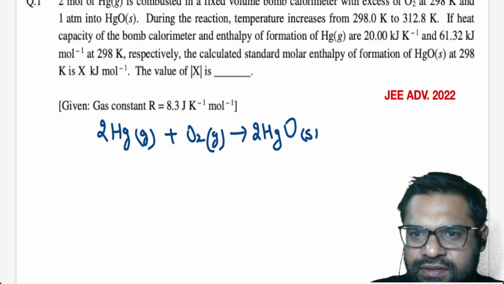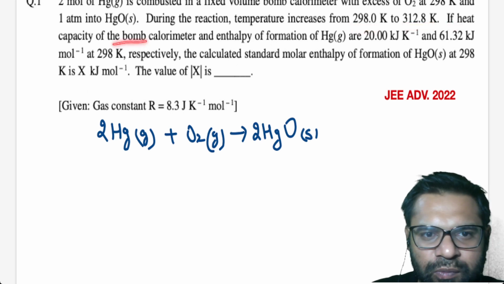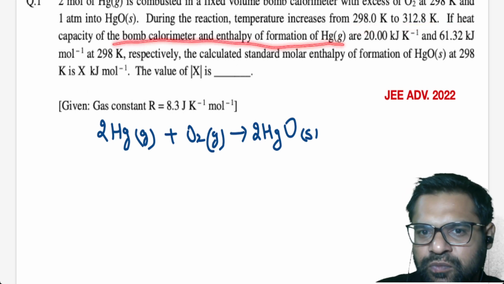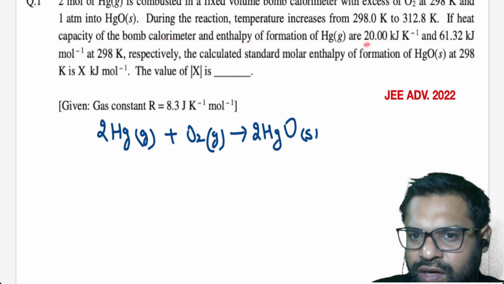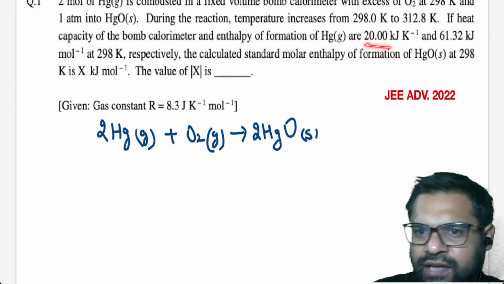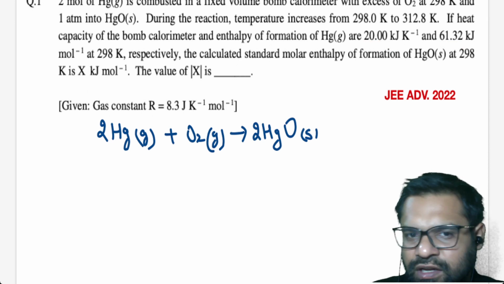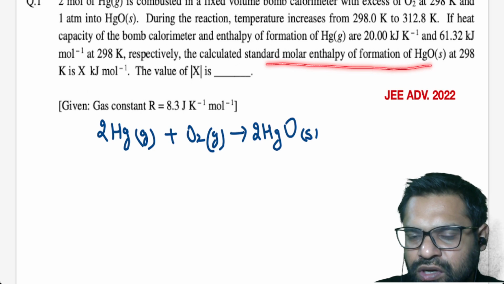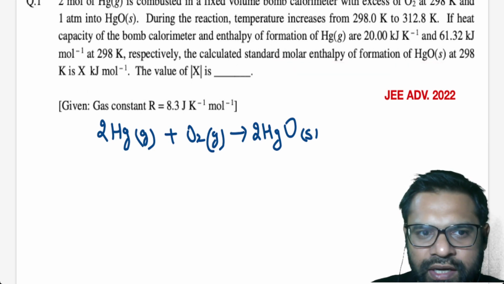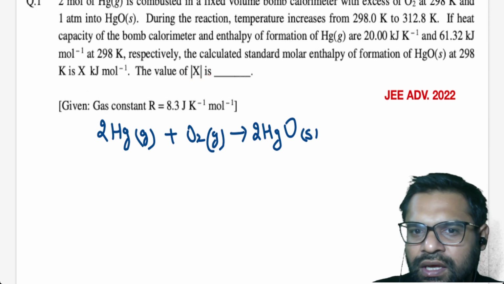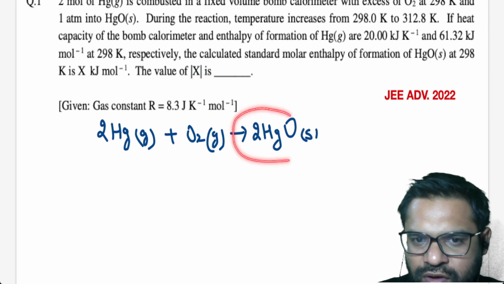Now next, the heat capacity of the bomb calorimeter and the enthalpy of formation of gaseous mercury are 20 kilojoule per Kelvin and 61.32 kilojoule per mole respectively. The calculated standard molar enthalpy of formation of mercury oxide at 298 Kelvin is X kilojoule per mole. The value of X is, so we need to find out the enthalpy of formation of mercury oxide.